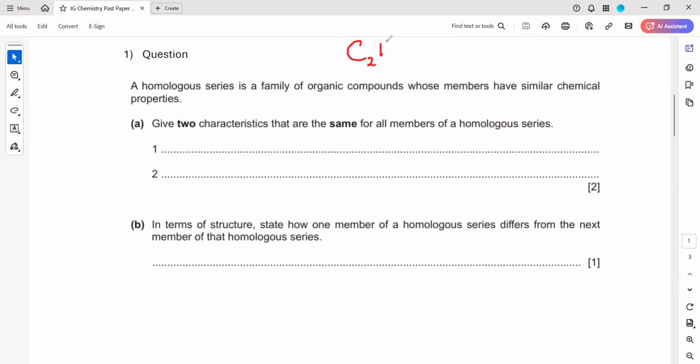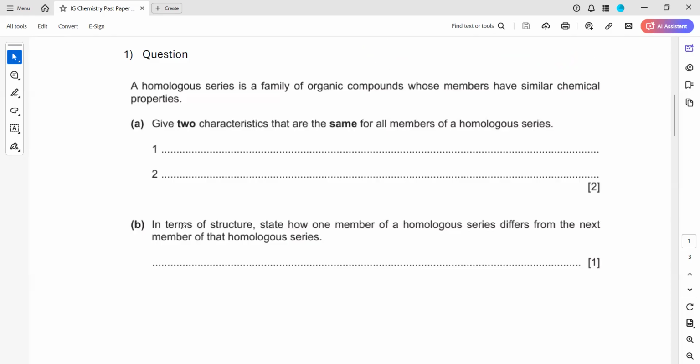Sir, if the question is coming that why do alcohols in a homologous series have the same chemical properties? You will mention because they have the same functional group, because of the OH. So if they ask why they all have the same chemical properties, you'll mention because they have the same functional group.